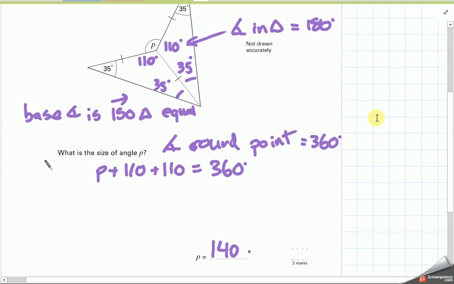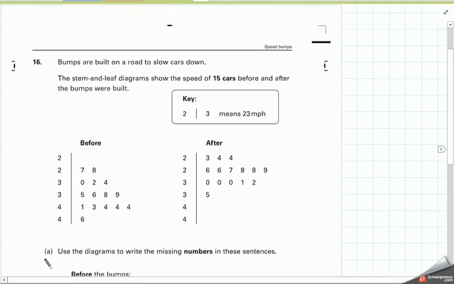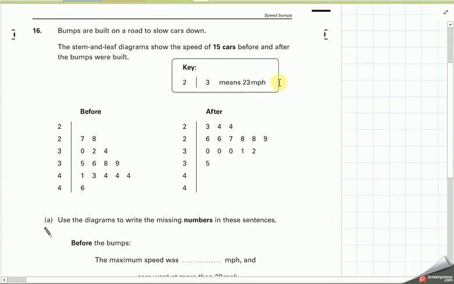Okay, so that's that next diagram. Shifting on. This is about using stem and leaf diagrams. Notice the key. The number before the line is the 10 times.